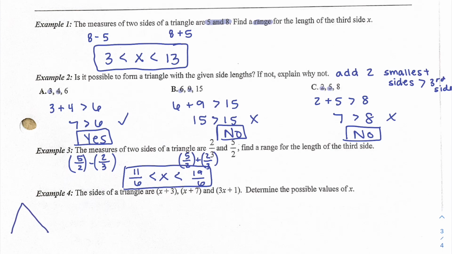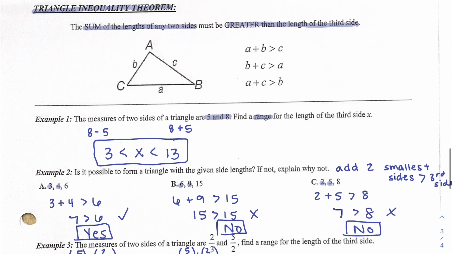Where it gets a little tricky is if the sides of the triangle are x plus 3, x plus 7, and 3x plus 1. So let's draw a picture real quick to help us out here. Here's my triangle. This side's going to be x plus 3. This will be x plus 7. And this will be 3x plus 1. Now, unfortunately, we don't really know which two sides are the smallest here, right? So we don't have numbers. We don't know what x is. So it could be pretty much anything.